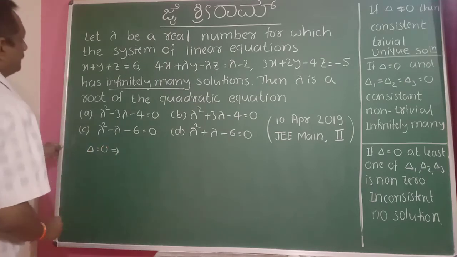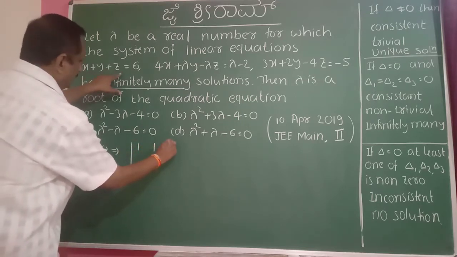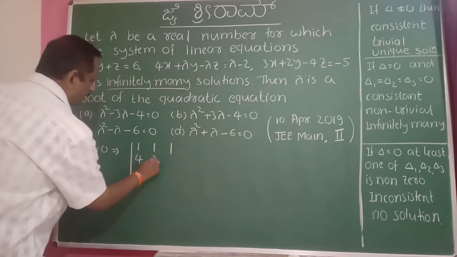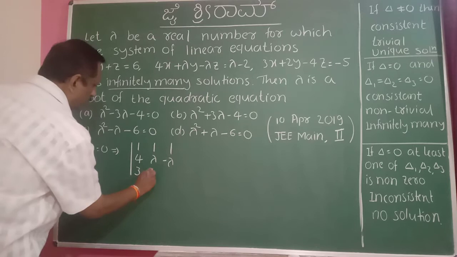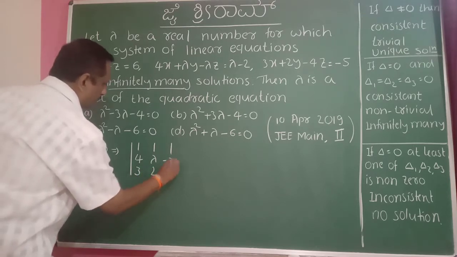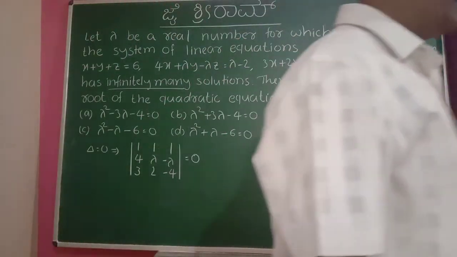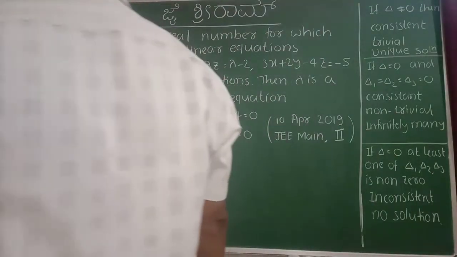Delta is equal to 0 implies therefore the determinant of 1 and 1, 4, lambda, minus lambda, then 3, 2, minus 4, that is equal to 0. You just write the coefficients here. So therefore expand the determinant.